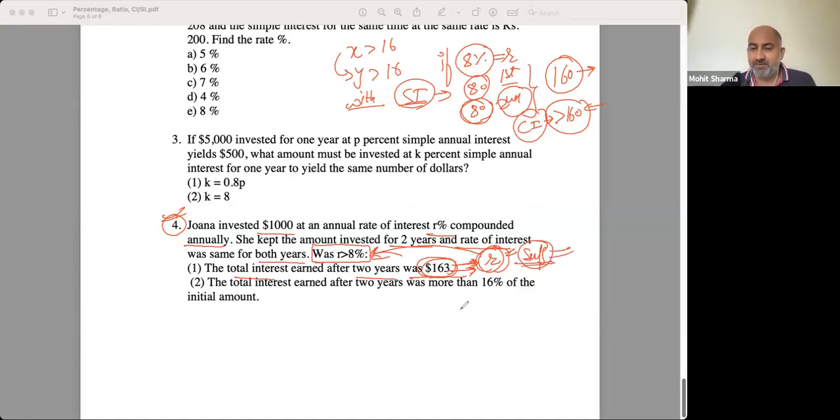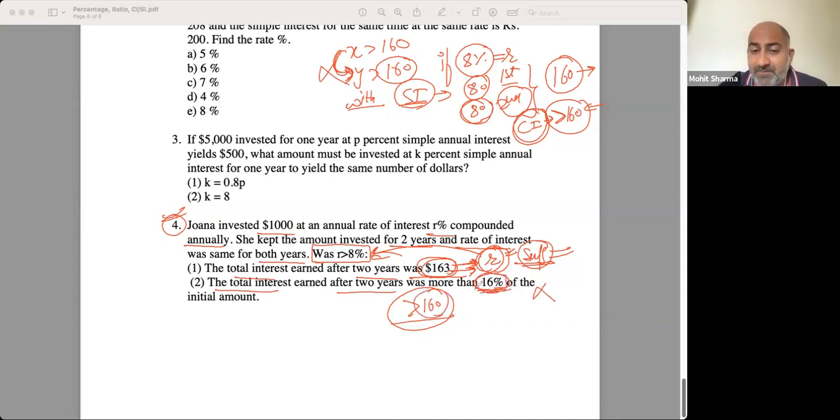Second: total interest earned after 2 years was more than 16% of the amount. That means total interest was greater than 160. So compound interest would be greater than 160. In the same way, X is greater than 160, Y is greater than 160. Can I compare X and Y by that logic? I can't compare.